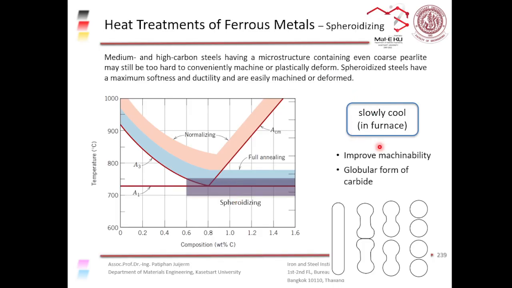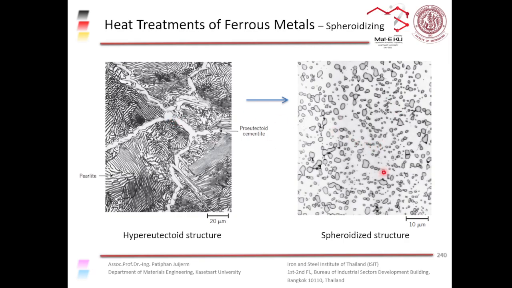We do it by spheroidizing. Right? Spheroidized steels have maximum softness and ductility, and are easily machined and deformed. Because now all the cementite plates turn into cementite spheroids. You have the globular form of carbide. So basically the carbide that we are talking about is Fe3C, or cementite. And because of that change in microstructure, you have this softer, more easily machined microstructure.